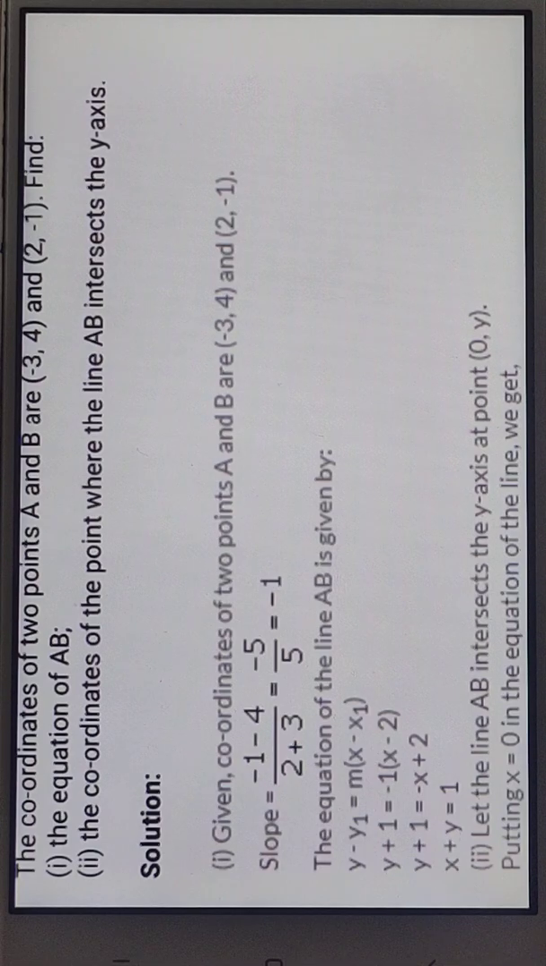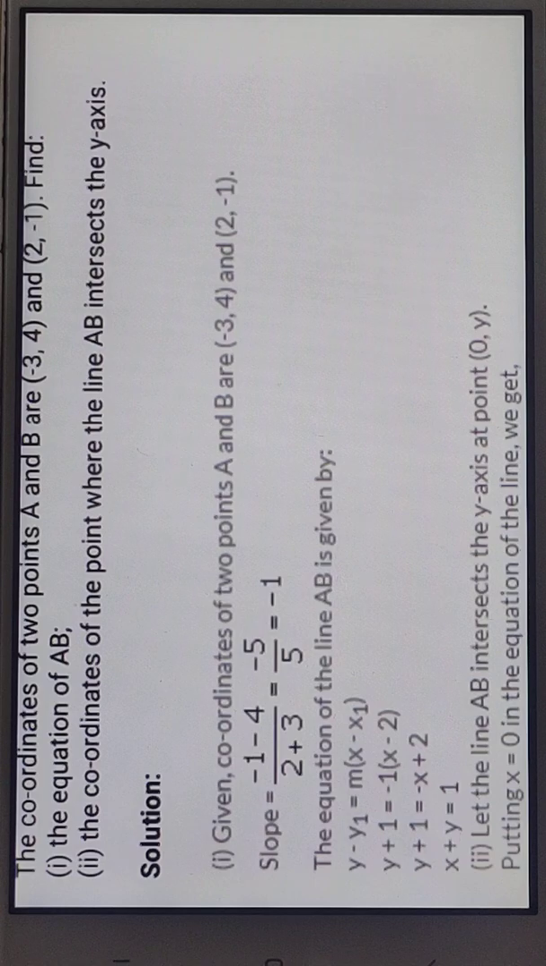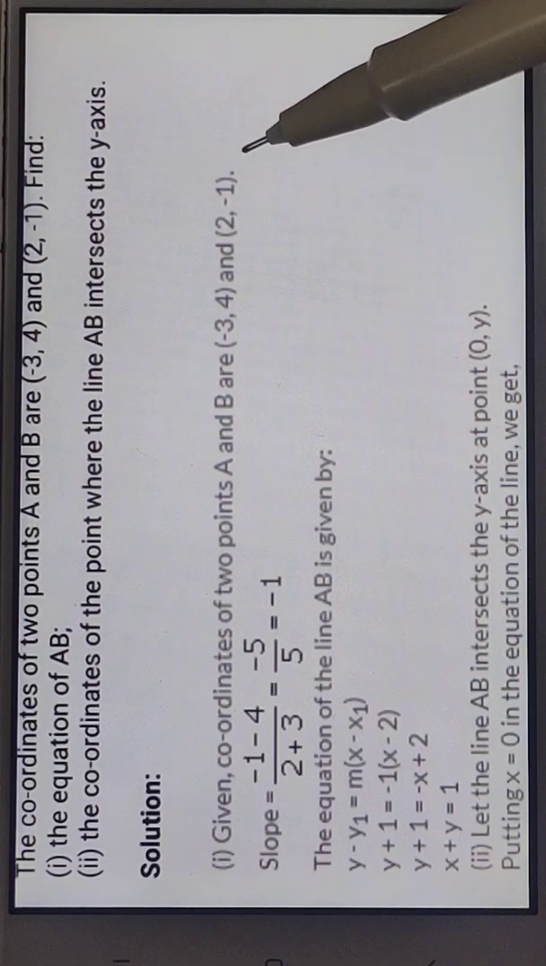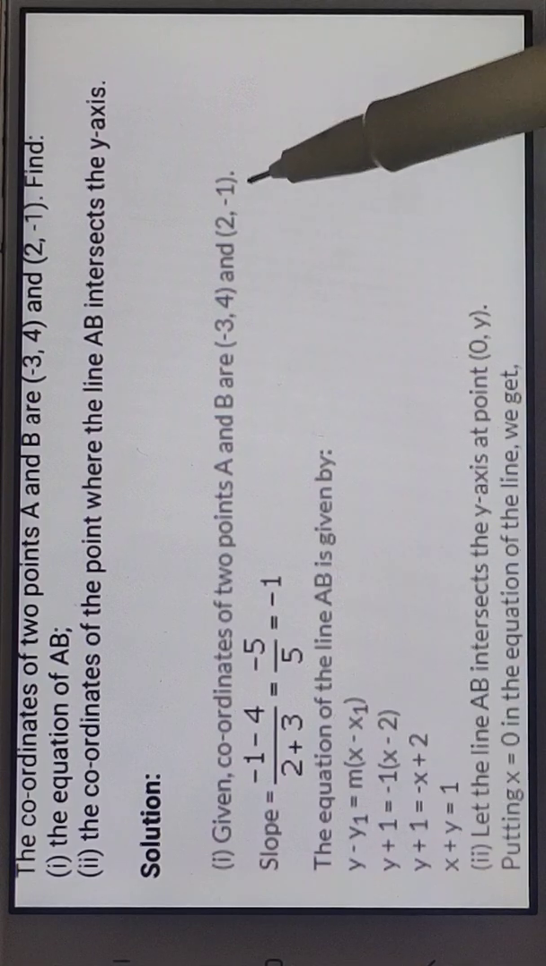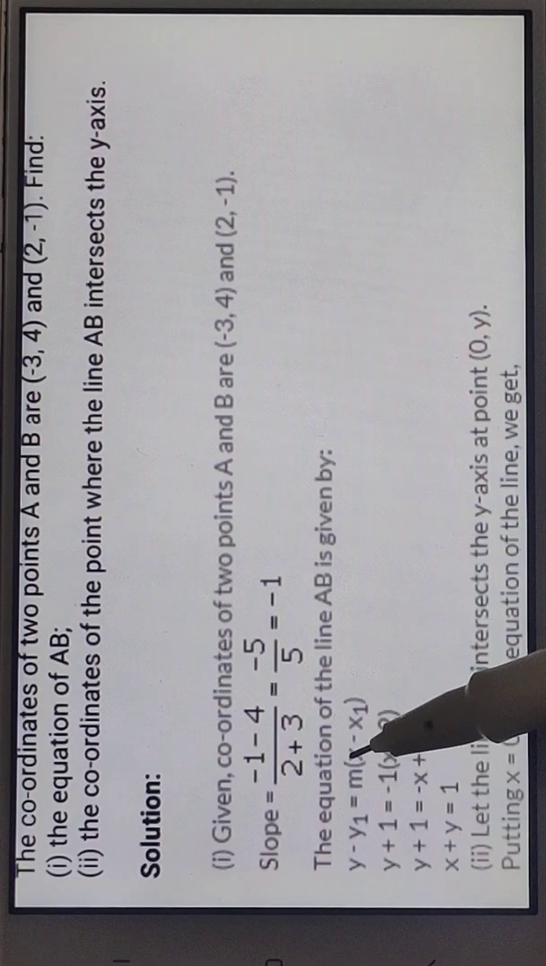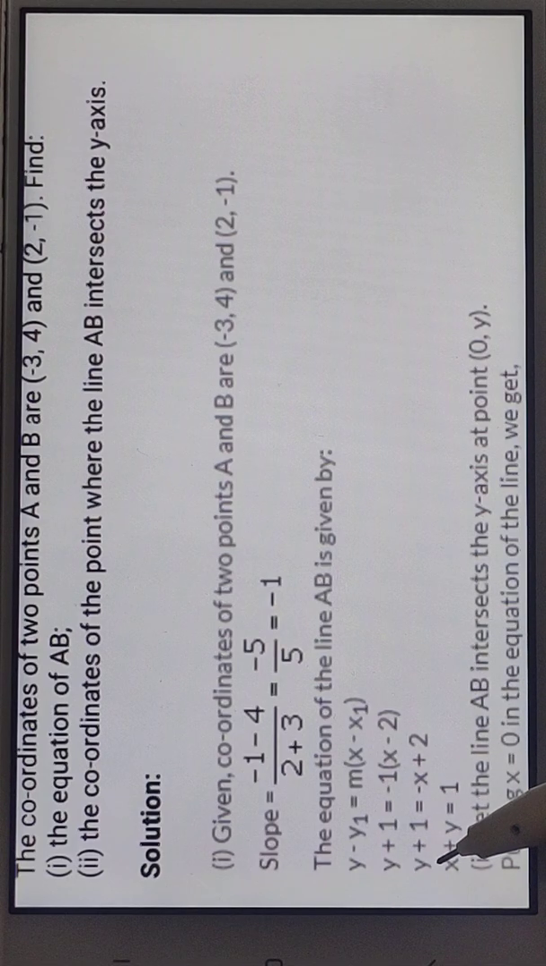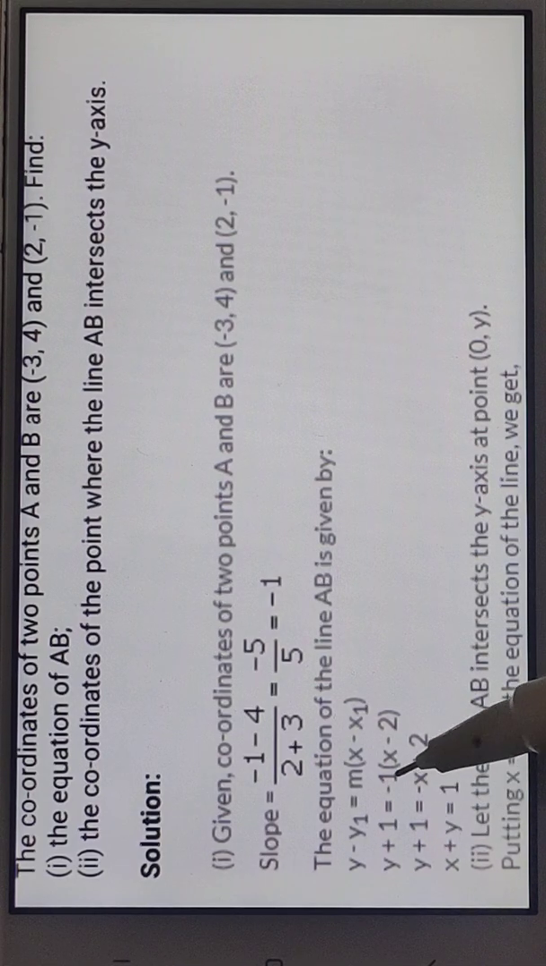We have considered that this point is lying on the line and therefore it is going to satisfy the equation of the line. So in place of y1 I have substituted -1 and in place of x1 I have substituted 2. So the equation has changed to y plus 1 is equal to -1, which is the value of the slope, into x minus 2. Again in the next line, y plus 1 is equal to -1 into x, which will be -x, and -1 into -2 will be +2.